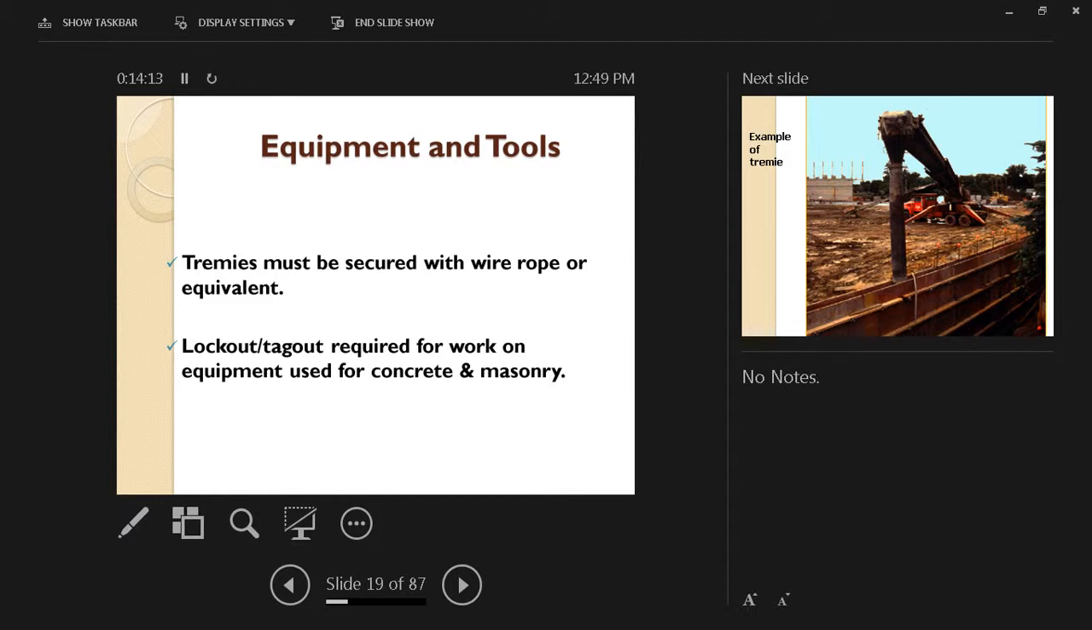If you're going to be placing concrete inside that wall, in this case, tremies, which is the hose that's going to be used to convey that concrete, must be secured with wire rope or equivalent to prevent them from moving, and again, concrete might start spreading around. Lockout and tagout is required for work on equipment used for concrete and masonry. If they are defective, they need to be locked out or tagged out so no one would use them until they are properly maintained or repaired.